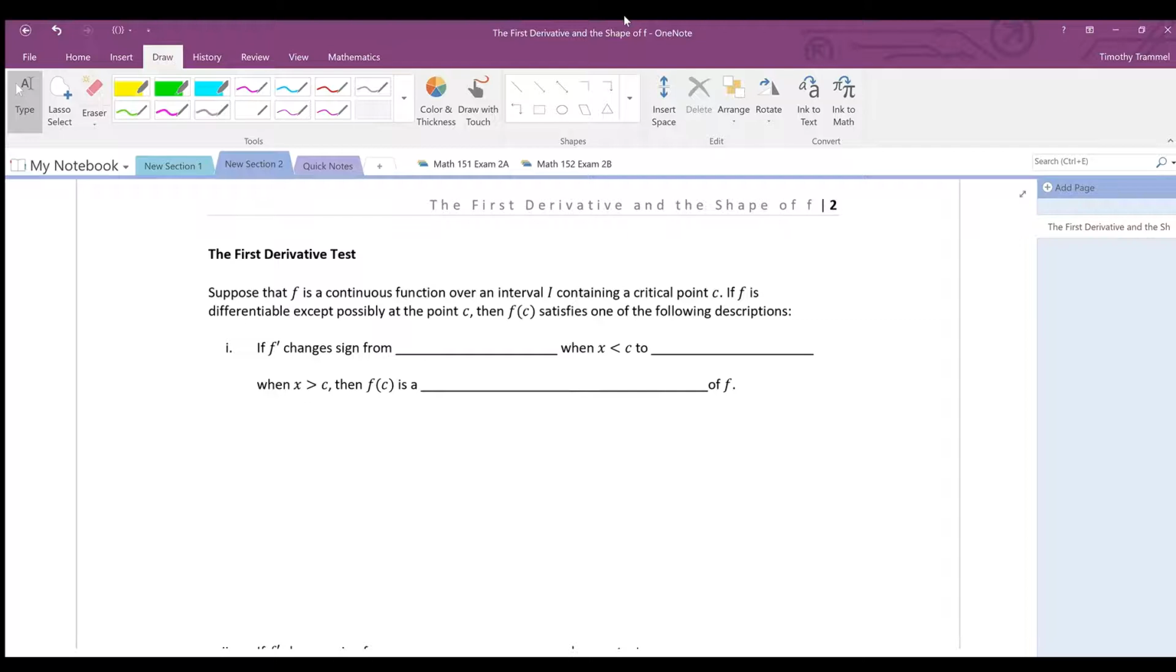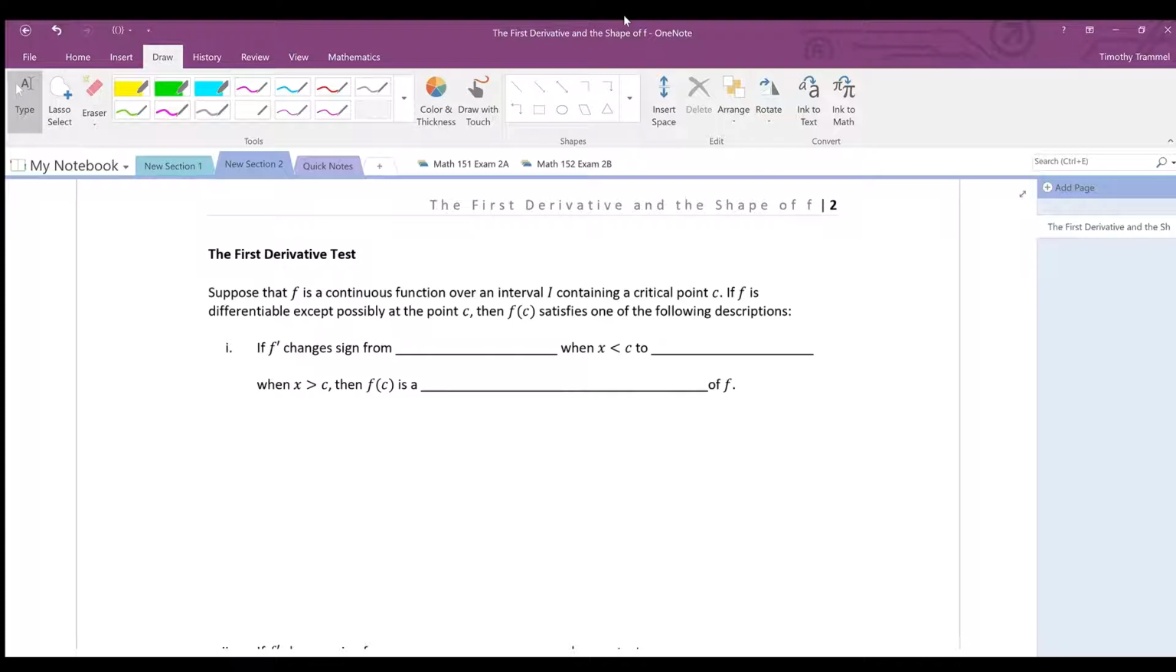We are on to the first derivative test. So let's see what these first couple sentences say here. Suppose that f is a continuous function over an interval I. So that means over this interval, we can sketch the function, right, without lifting our pencil. And in that interval, there is a critical point C.